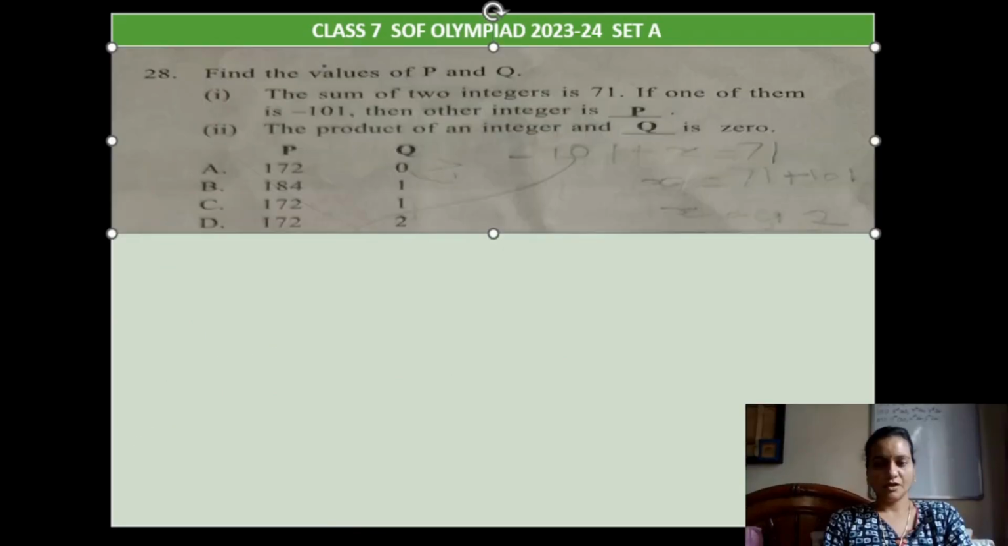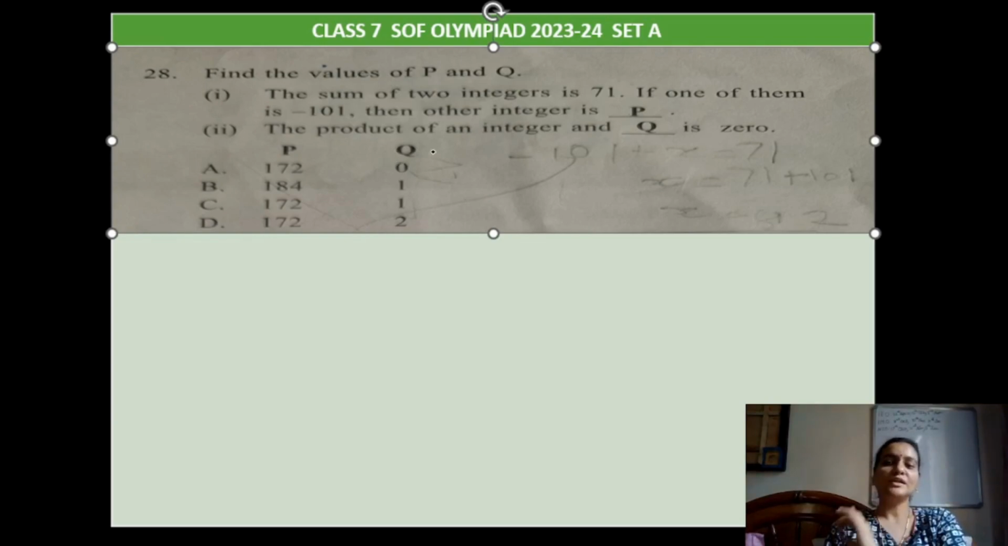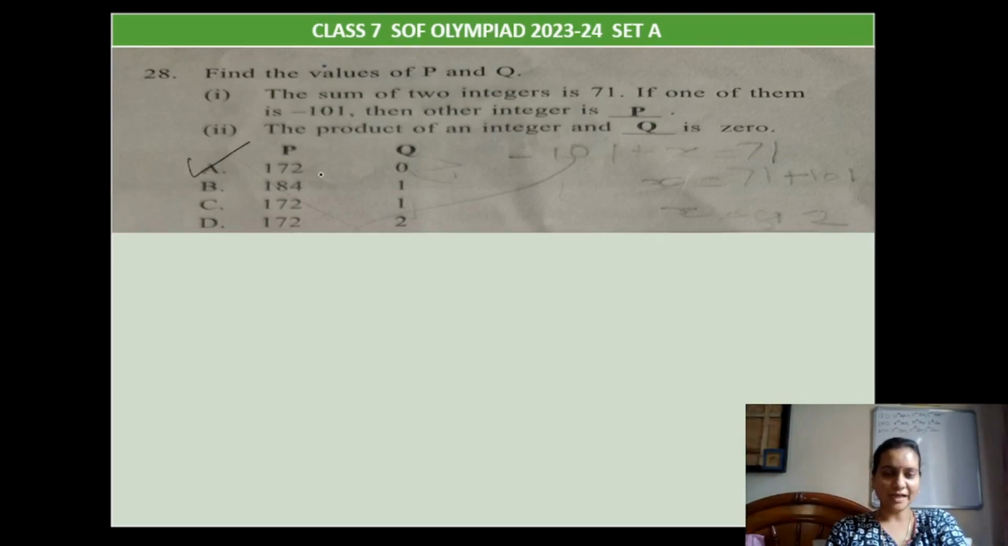Question number 28 says that find the value of P and Q. The sum of two integers is 71. If one of them is minus 101, then the other integer is P. Part 2 says the product of an integer and Q is 0. Now, ये catch है. Any integer multiplied with 0 will only give 0. 0 into anything is equal to 0. तो यहाँ पर Q में zero अगर देखें तो सिर्फ first option में ही है, so option A is the answer. ये तो P का निकालने से पहले ही पता चल रहा है easily part 2 को देख के, Q is zero in only one option, so option A.